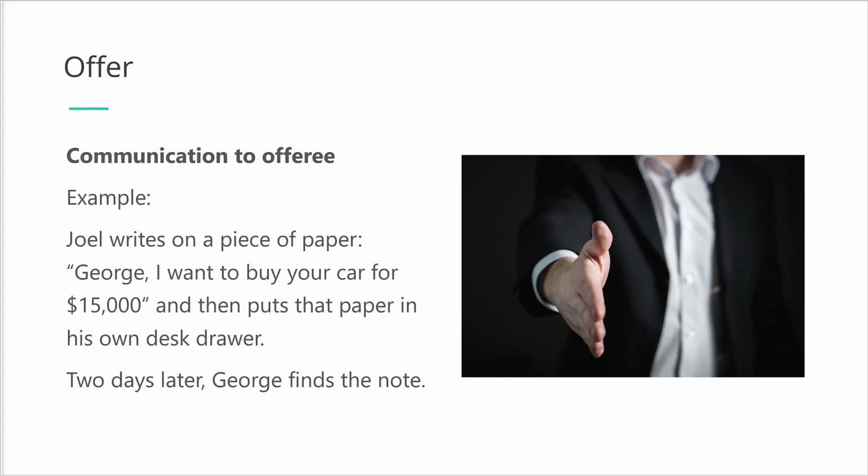For example, let's say that Joel writes on a piece of paper, "George, I want to buy your car for $15,000." He then puts that paper in his own desk drawer as he is not yet sure whether he's ready to make the offer. Two days later, George finds the note. Is there an offer? No, there would be no offer in this case. While it was communicated to the offeree, it was not willingly communicated by the offeror, Joel. However, if Joel would have instructed George to go into his study, open his drawer, and read the note, there would have been a valid offer.